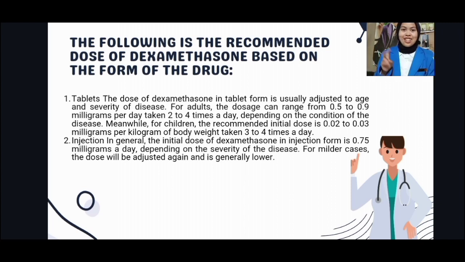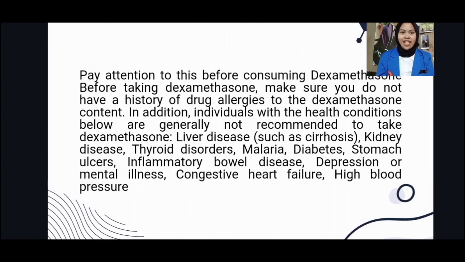Point 2. Injection. In general, the initial dose of dexamethasone in injection form is 0.75 milligrams a day, depending on the severity of the disease. For milder cases, the dose will be adjusted again and is generally lower. Pay attention to this before consuming dexamethasone.